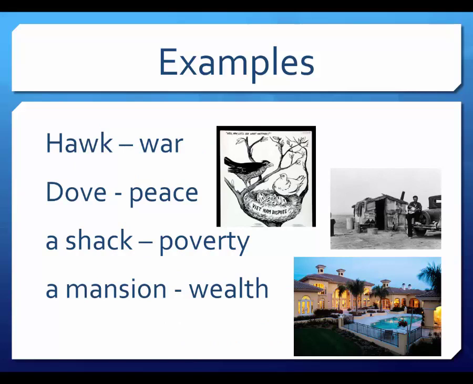Objects can also represent different things. A hawk might represent war, a dove might represent peace, a shack might represent poverty, and a mansion might represent wealth.